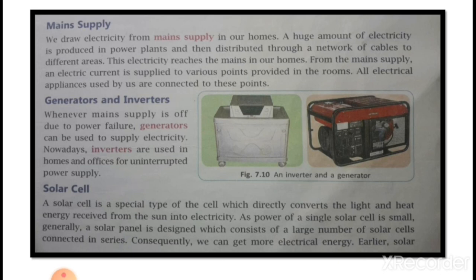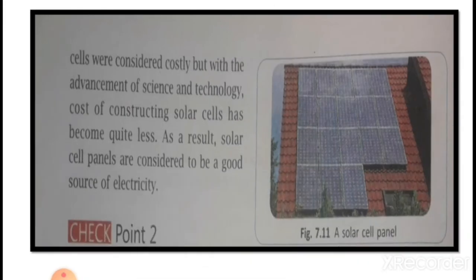Next one is about solar cells. A solar cell is a special type of cell which directly converts the light and heat energy received from the sun into electricity. As the power of a single solar cell is small, generally a solar panel is designed which consists of a large number of solar cells connected in series. Consequently, we can get more electrical energy. Earlier, solar cells were considered costly, but with the advancement of science and technology, the cost of constructing solar cells has become quite less.